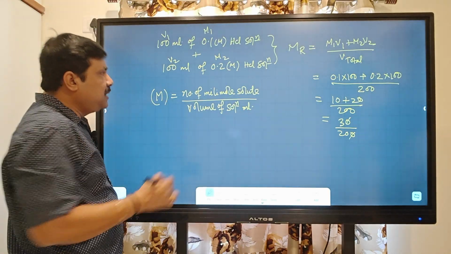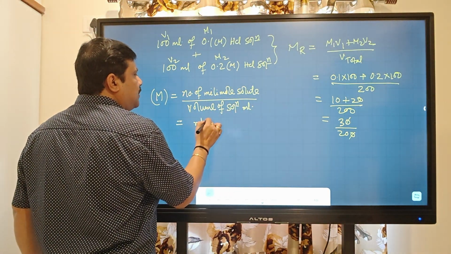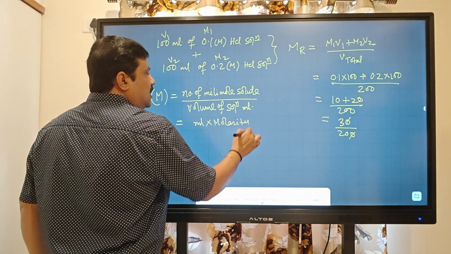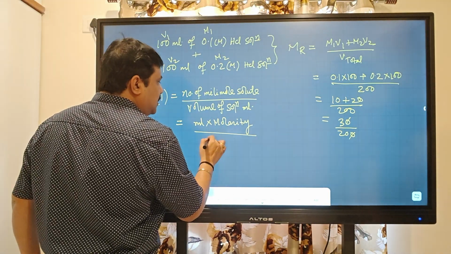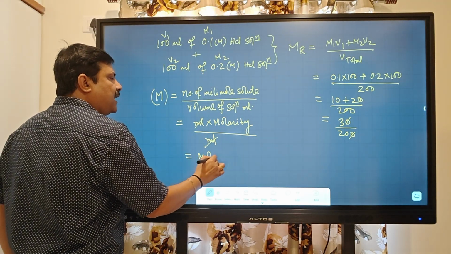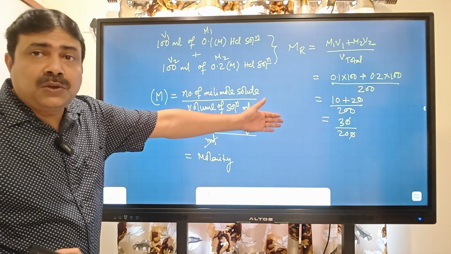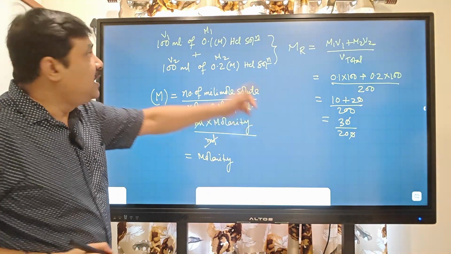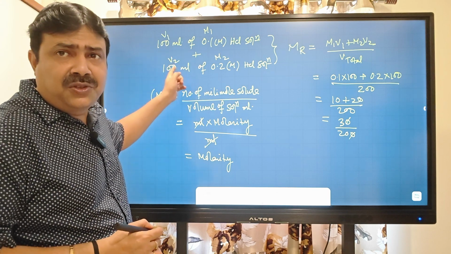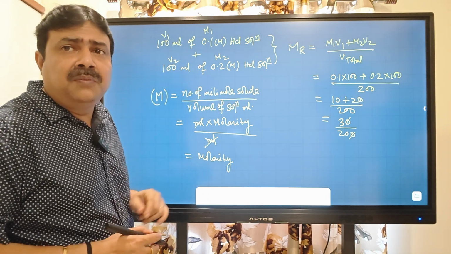Why? Because millimole is nothing but ml into molarity. And the volume of solution in ml is the total volume. Then ml cancels out, and directly I get the value of molarity. No need to convert. Molarity into volume of solution in liters is the number of moles. Molarity into volume of the solution in ml is what?